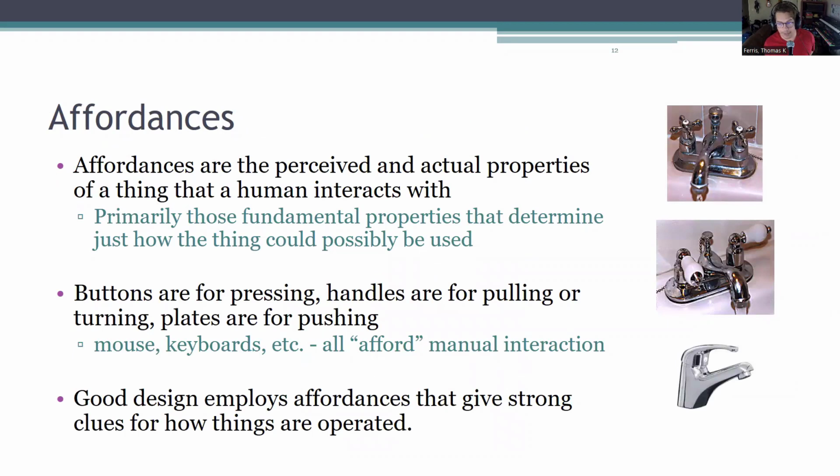So the actual definition I want you to make sure you know well is the perceived and the actual properties of a thing that a human interacts with. These are usually visually communicated because I'm approaching the control, and before I touch it, I only have my visual input for what it's going to do. And these are basically the clues that I have for how to interact with the thing.